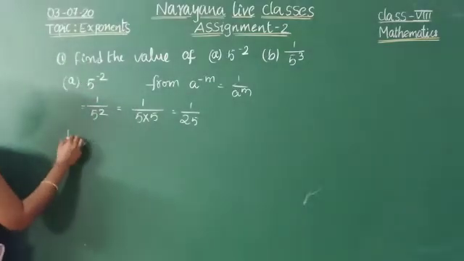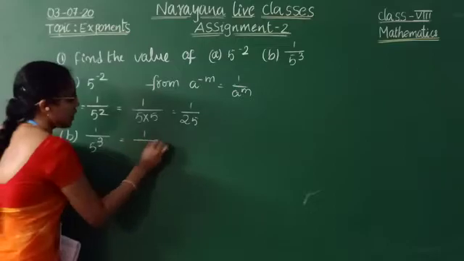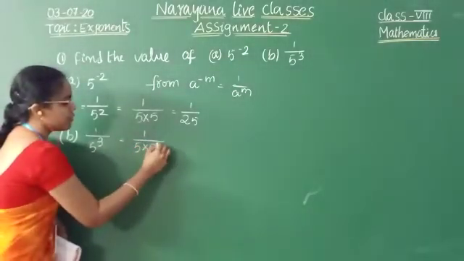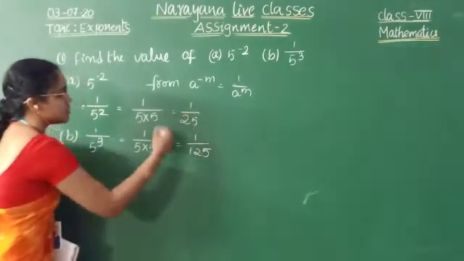And the B question, as they are given, 1 by 5 cube. 1 by 5 cube means we have to expand 5 three times, 5 into 5 into 5, which is 1 by 125. So this is the first question.